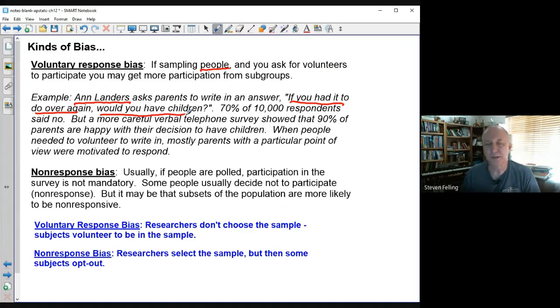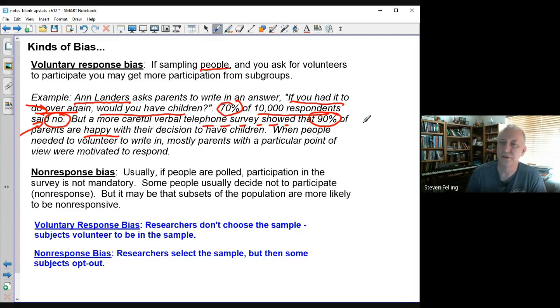And surprisingly, 70% of the 10,000 people who responded said no, they would not have kids again, which is usually shocking to most people because most people seem to really love their kids, right? But when they conducted a more careful verbal telephone survey, it actually showed that 90% of people are happy. Parents are happy with their decision to have kids, right?